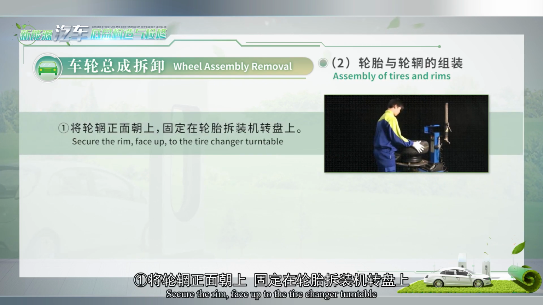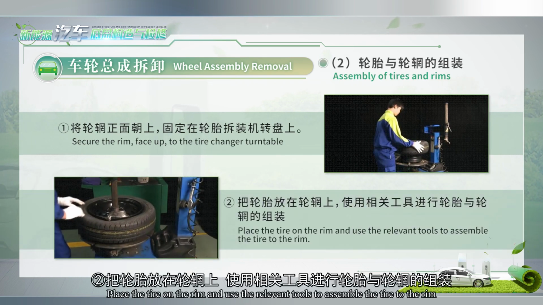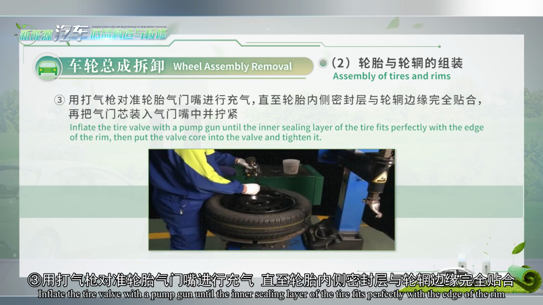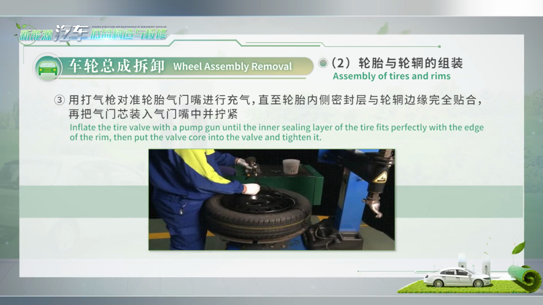Secure the rim, face up, to the tire changer turntable. Place the tire on the rim and use the relevant tools to assemble the tire to the rim. Inflate the tire valve with a pump gun until the inner sealing layer of the tire fits perfectly with the edge of the rim. Then put the valve core into the valve and tighten it.